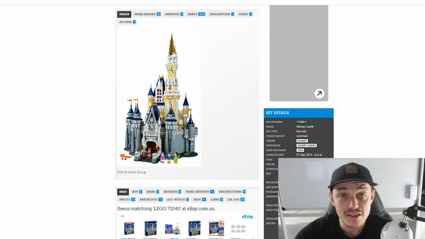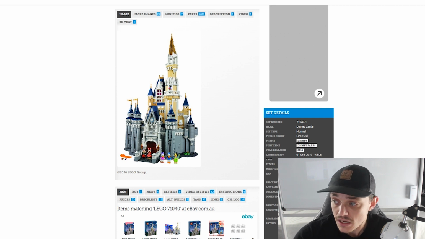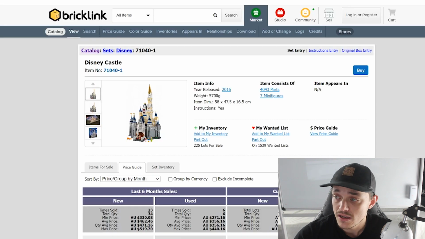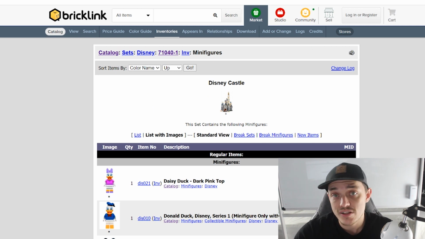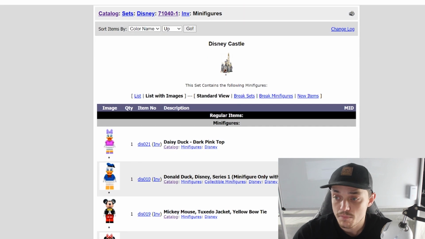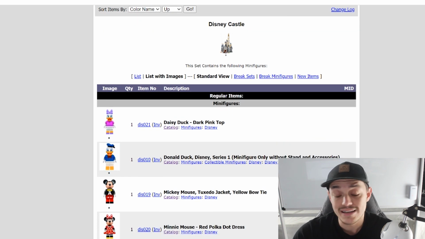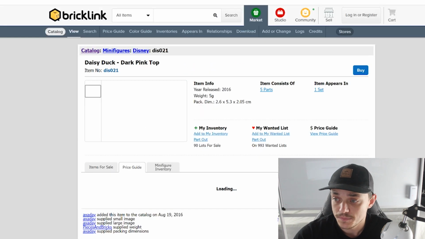Next, we're going to be talking about the minifigures in this set. Now there is 7, and 6 of them are exclusive. So we're going to be going over here to Bricklink, and we're going to click on the 7 minifigs here, having a look at what they all are, which ones are exclusive, and how much they are currently selling for. Because exclusive minifigures can be a big driver for a set after they do retire for its appreciation in value as well. So the first one here is Daisy Duck.